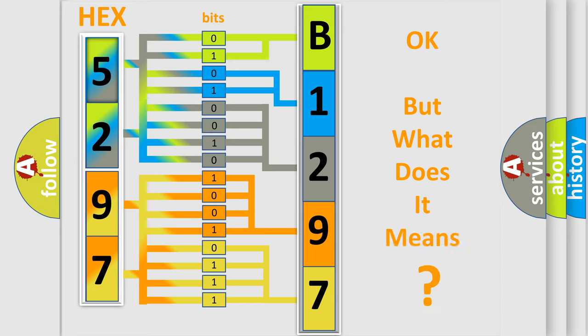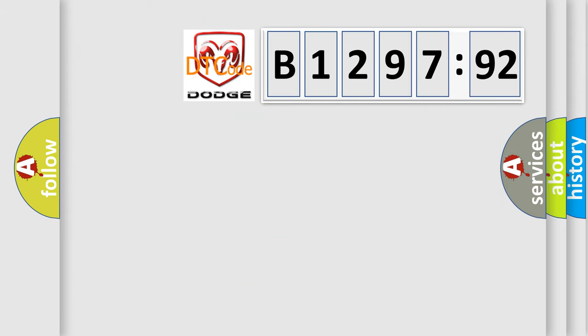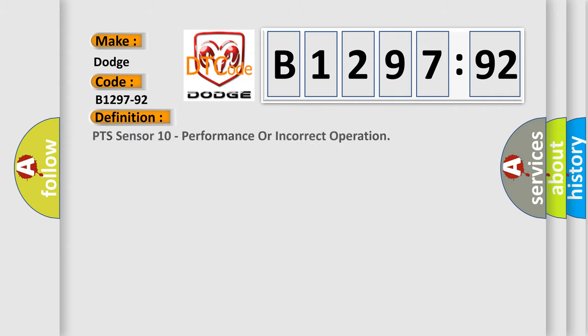The number itself does not make sense to us if we cannot assign information about what it actually expresses. So, what does the diagnostic trouble code B1297-92 interpret specifically for Dodge car manufacturers? The basic definition is PTS sensor 10 performance or incorrect operation.